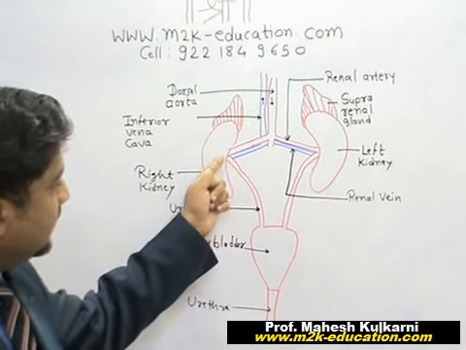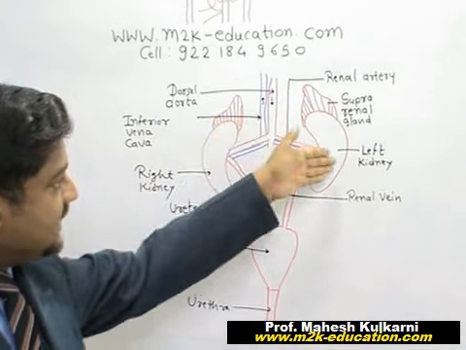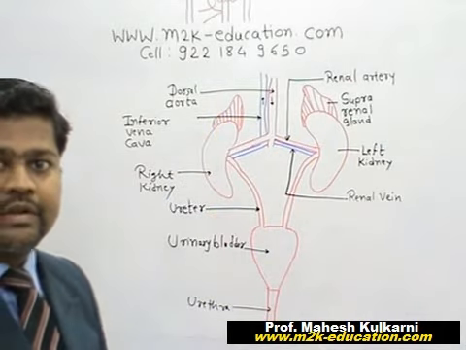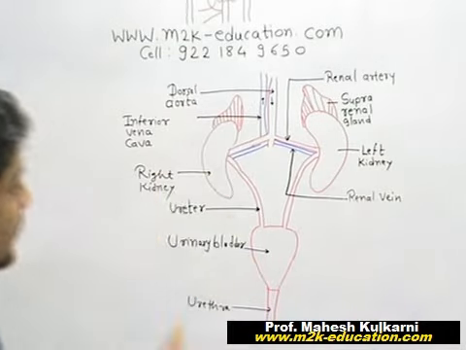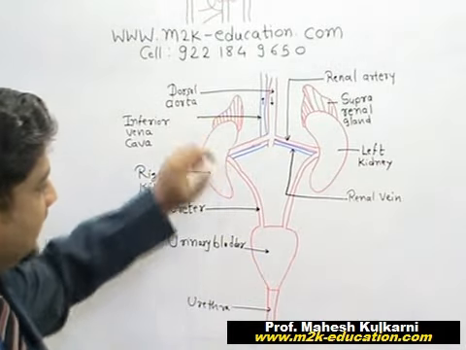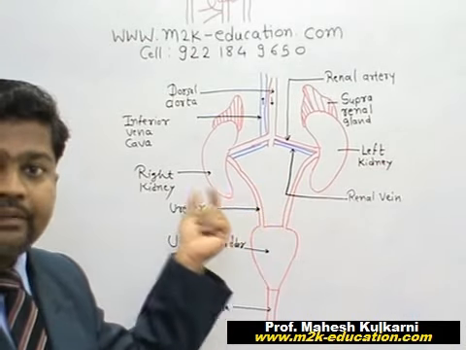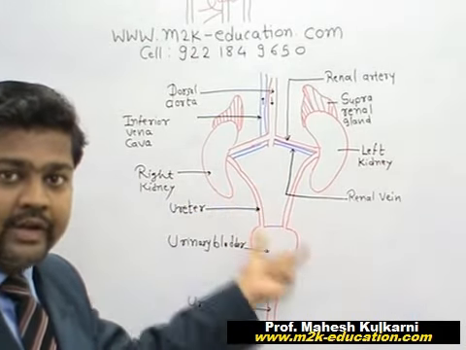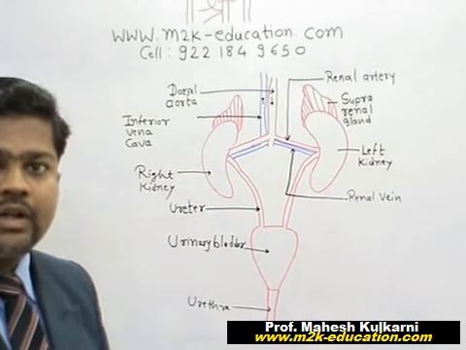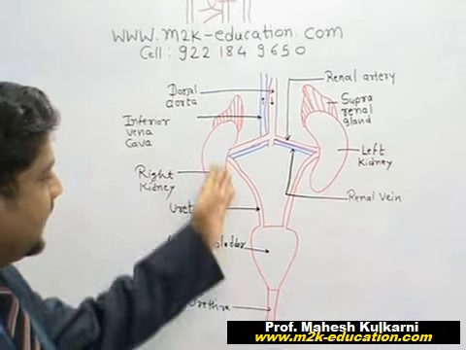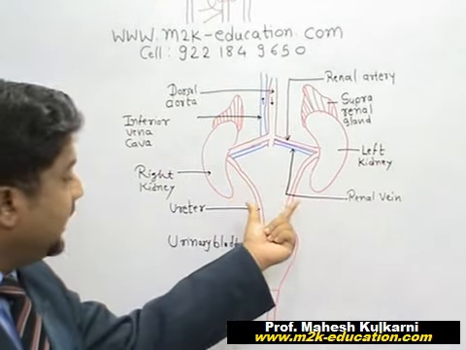From that this portion is there. So here as well as here, something is entering in, something is coming out. So this portion is called hilus. So the kidney, this is the hilus. Then these two tubes are coming out from the kidney. They are carrying the main product here, that is urine. So these tubes are called ureter.